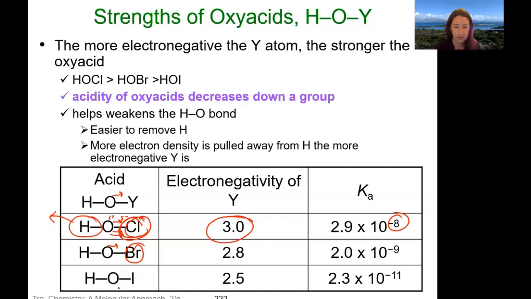Versus iodine, the difference isn't as great, so it's not pulling the electron density towards it, and so it's going to be harder to remove the hydrogen, so it's a weaker acid. So the more electron density is pulled away from the hydrogen, the easier it is to remove. So the more electronegative whatever element is attached, and we're assuming the same number of O's here, we're going to talk about O's in a second, the more electronegative the element is, the stronger the acid is when we're talking about oxyacids.